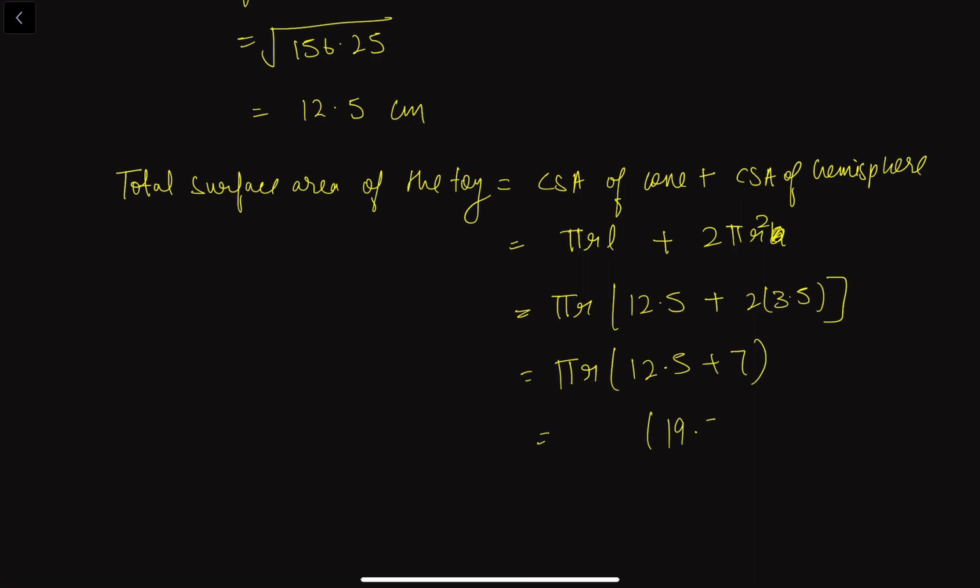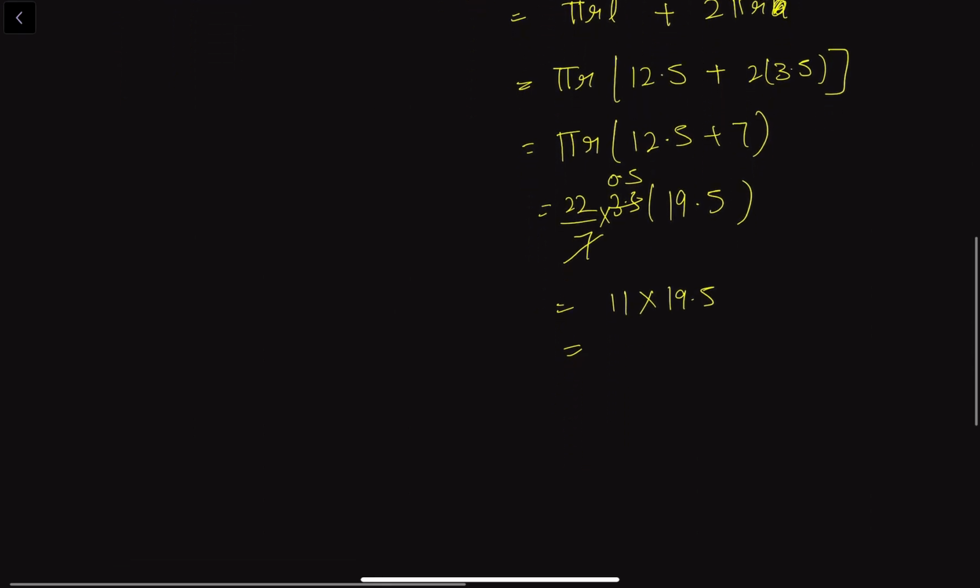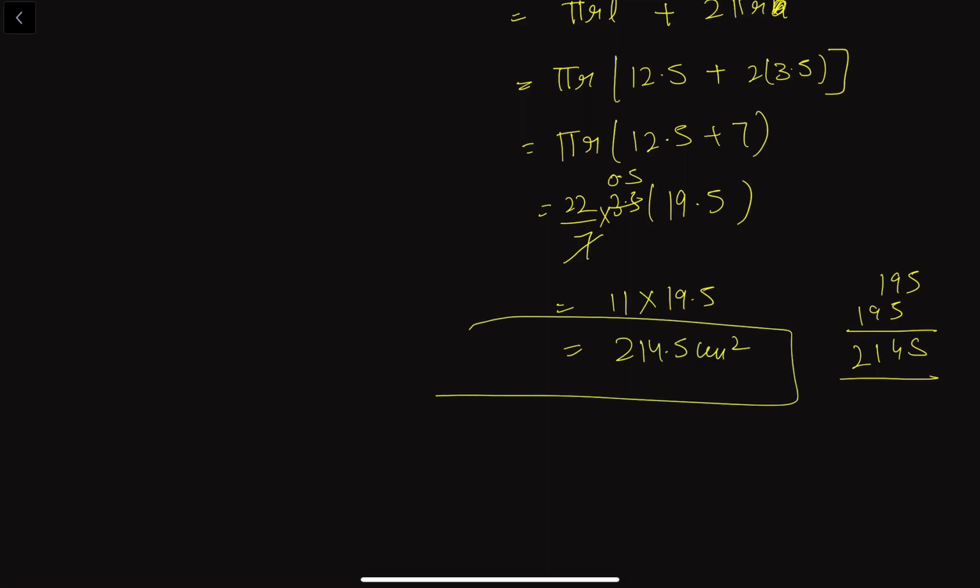Inside we will be left with 19.5, and outside is 22/7 into 3.5. So we get here 7 5s are 35. 0.5 multiplied by 22 will be 11. And once we solve this, we will get 214.5 centimeters square as the area of the toy.